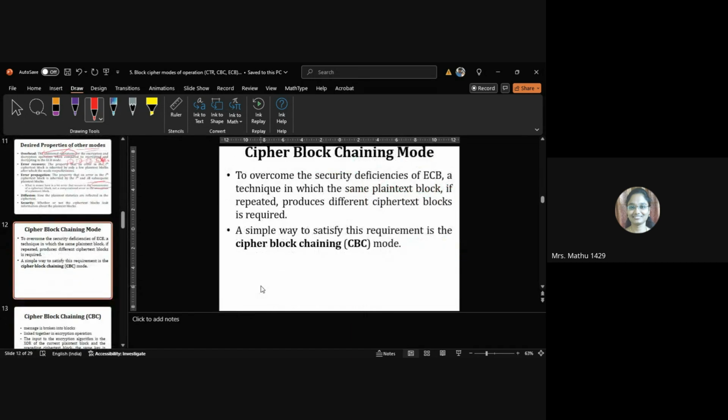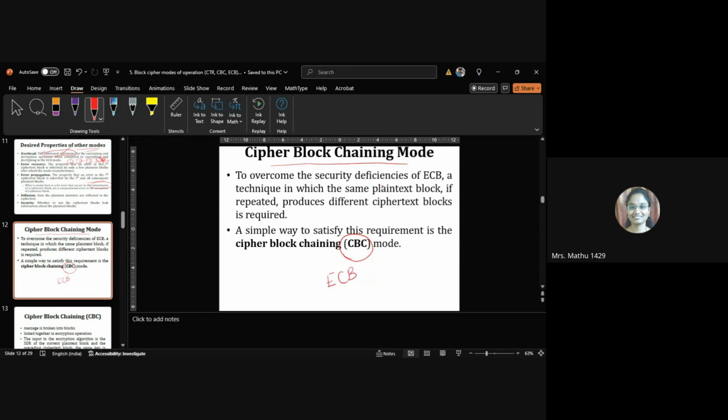So the next mode that we are going to discuss is the cipher block chaining mode. We can call this in short CBC mode. The first mode we have discussed is electronic code book, ECB mode, and now the second is cipher block chaining mode.